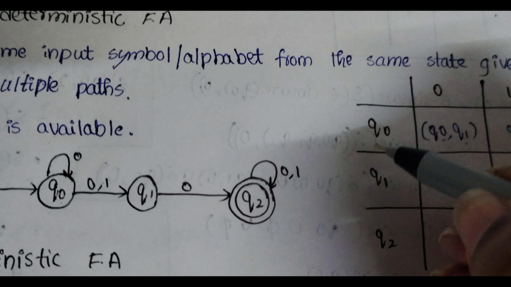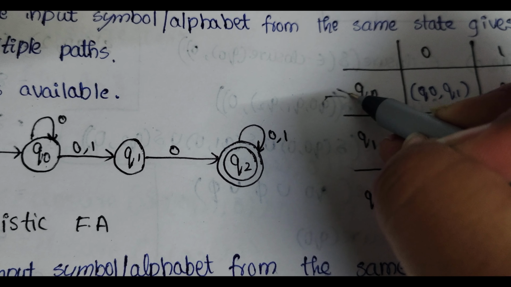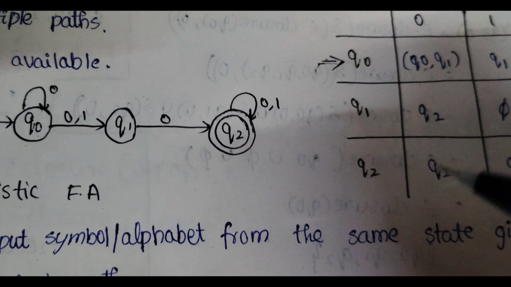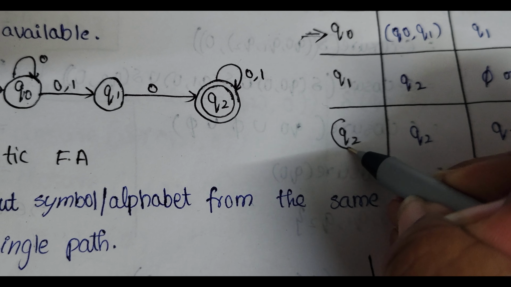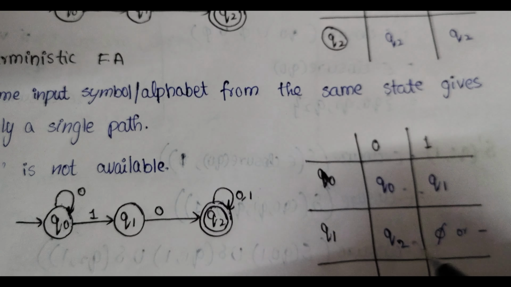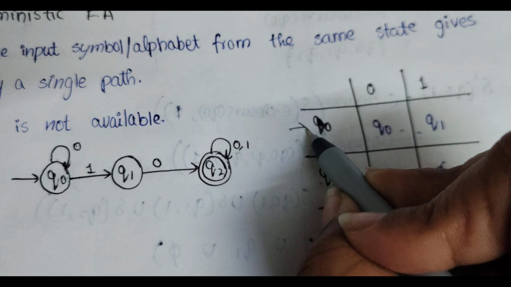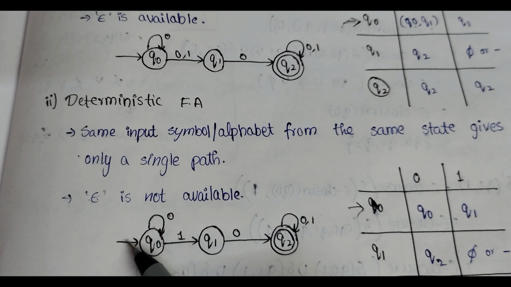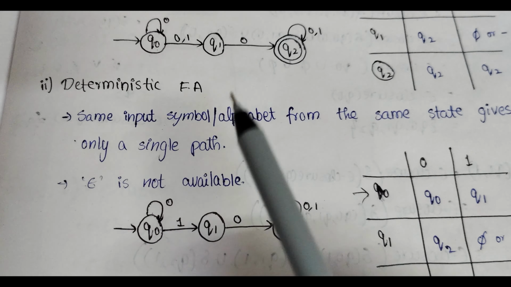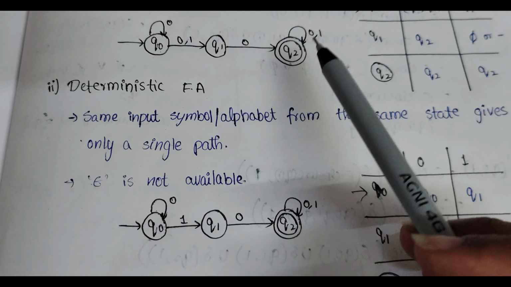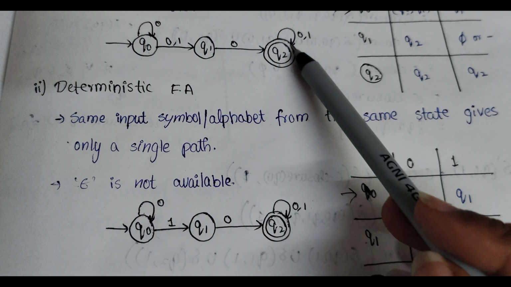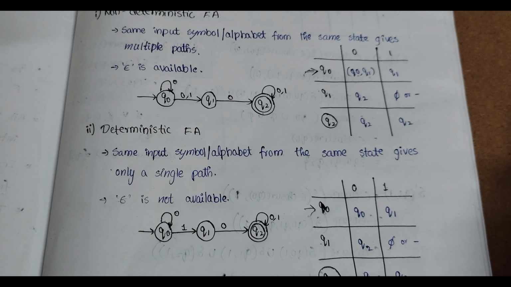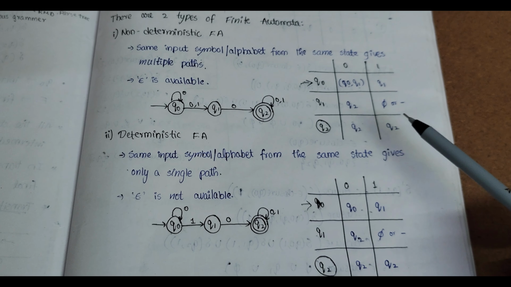Also, in the transition diagram, make sure that the initial state has an arrow and the final state has a circle, okay? This is the initial state and this is the final state. Even in the transition diagrams, the initial state is represented with an input arrow and the final state is represented with a double circle. So this is about types of finite automata.